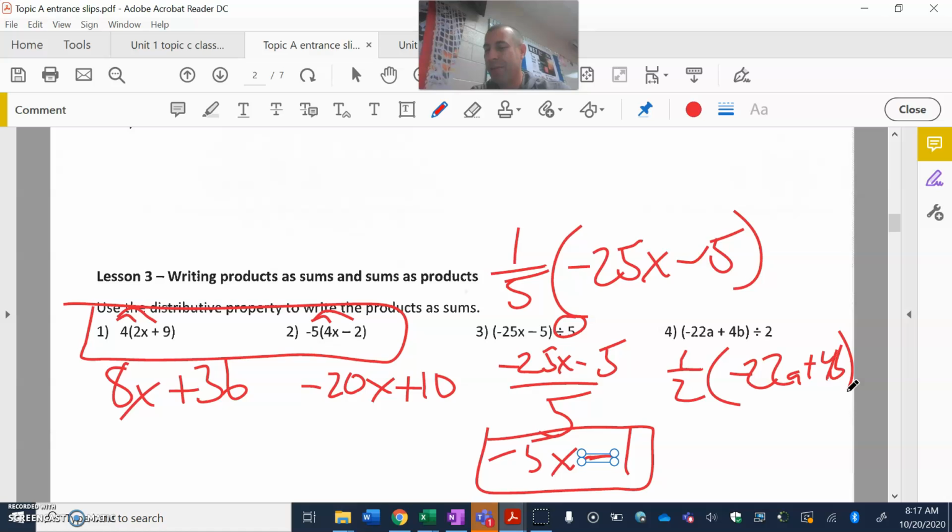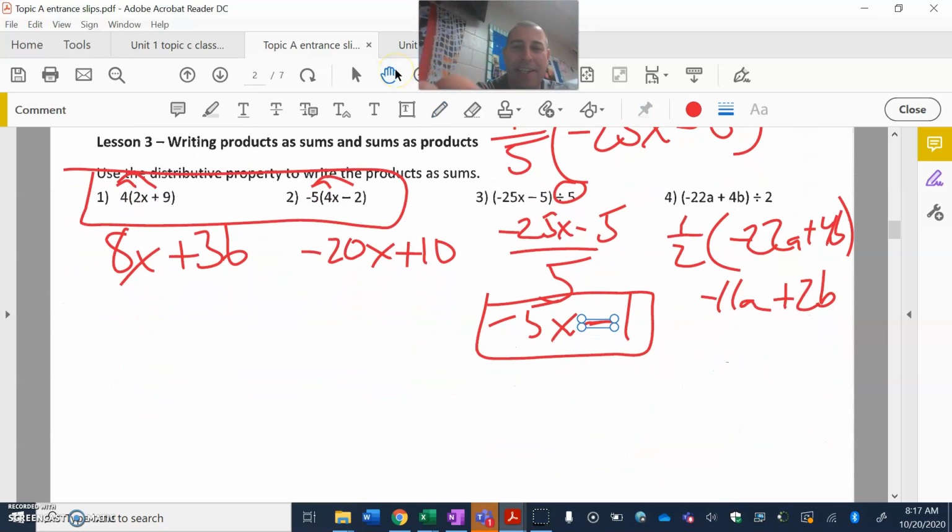Half of -22 is -11, so it's -11a. Half of 4b, so half of 4 is 2, so it's your 2b that's there. The other way you could do it here is rewrite it as a fraction, because when we divide by 2, all of that is wrapped in parentheses, which means all of that is upstairs. The only thing we've got to keep in mind is that you have to divide it to everyone that's involved with it.